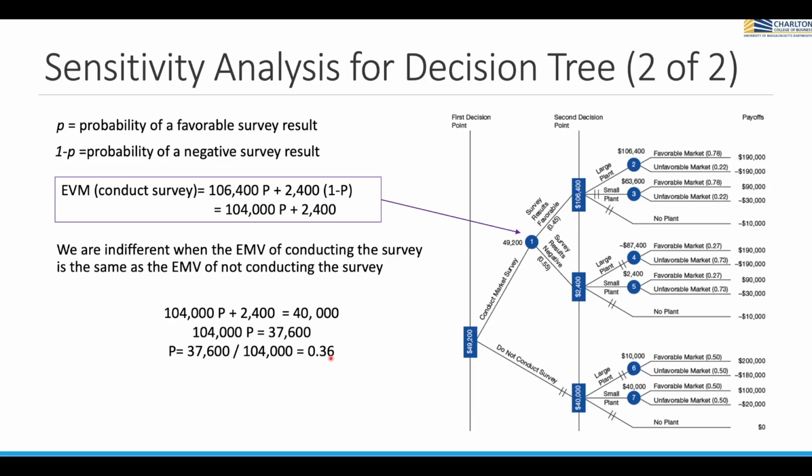It means that if the probability of a favorable survey result is 36%, then the payoff from doing the survey or not doing the survey is the same. For any p larger than 36%, the payoff for doing a survey is higher. So for p more than 36%, conduct the survey. If p is less than 36%, we do not conduct the survey, because this payoff would be more than this payoff. So finding the break-even point for the probability gives us some sense about whether we need to do the survey or not.